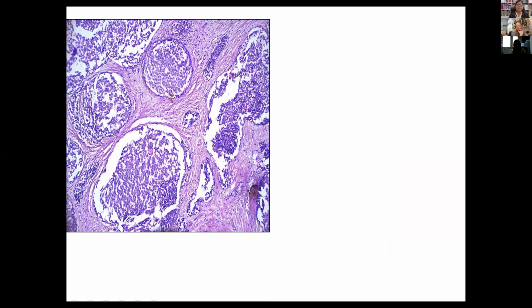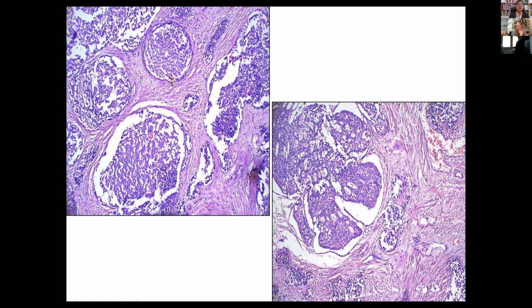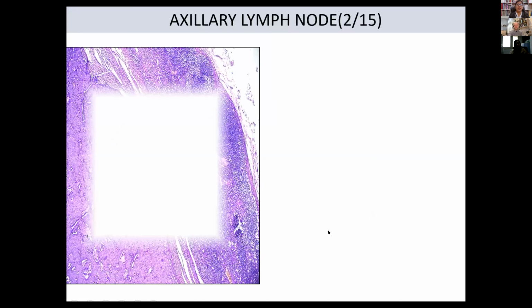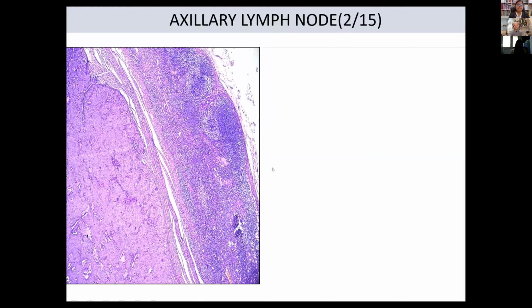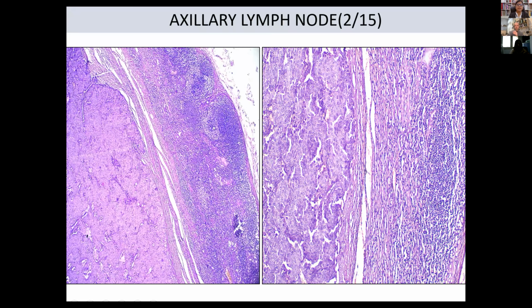And along with this is another area of the tumor showing the ductal carcinoma in situ component, and at this place you can see the cribriform pattern of the ductal carcinoma in situ.